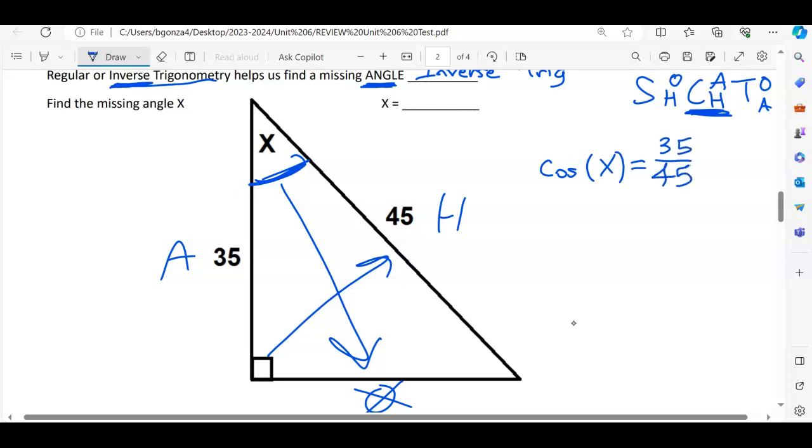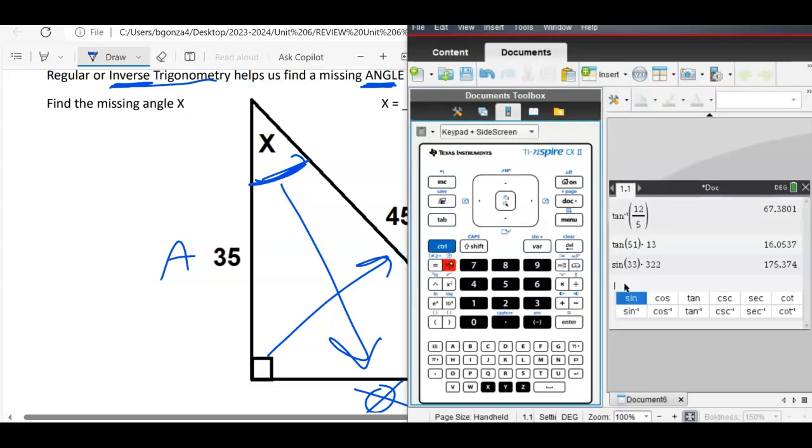And then to solve for x, I'm going to take that cosine, move it to the other side, but it's going to be inverse. So x equals cosine with a little -1, inverse, 35 over 45. Cosine inverse 35 over 45. And we get 38.942, which is 38.94.